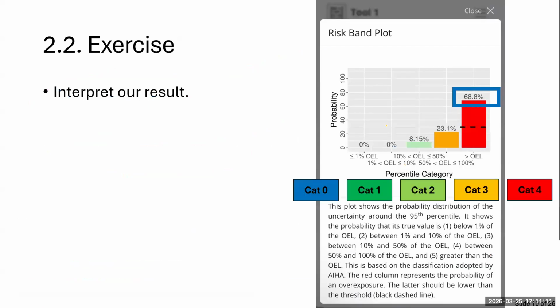So based on this result that you see, I'd like you to interpret it and post it in the chat. Now, this is the time to mess up. It's okay if you don't get it exactly right. This is our chance to try and maybe fail, maybe not. Maybe you'll get it right, which is awesome. But go ahead and interpret a result based on the probability that our 95% UTL falls within a specific category.